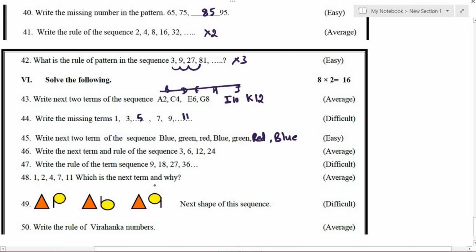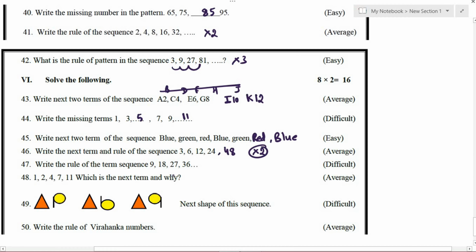Write the next term and rule of the sequence: 3, 6, 12, 24, 48. The next term is 48 and the rule is multiply the present number by 2 to get the next number.